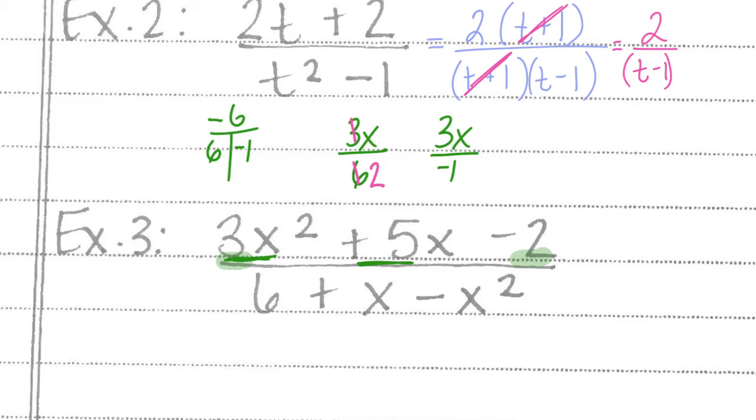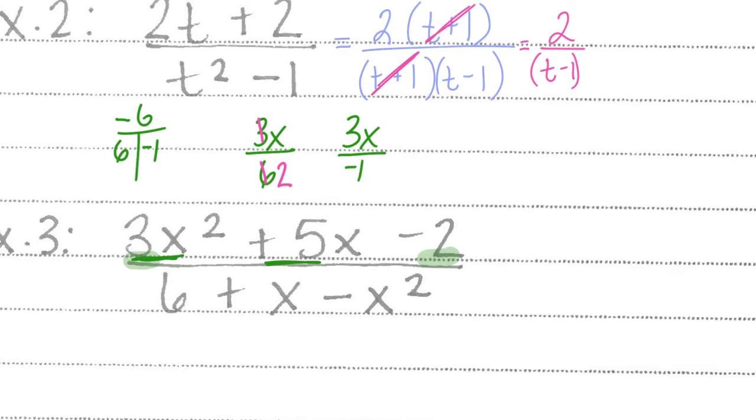So 3 goes into itself 1 time and into 6 2 times. So finally, I have the top factored. And on the top, I have x plus 2 and 3x minus 1. Now, I'm going to take some time to check that. X times 3x is 3x squared. Outer is negative 1x. Inner is positive 6. Those would add up to be positive 5x. And my last terms are negative 2.